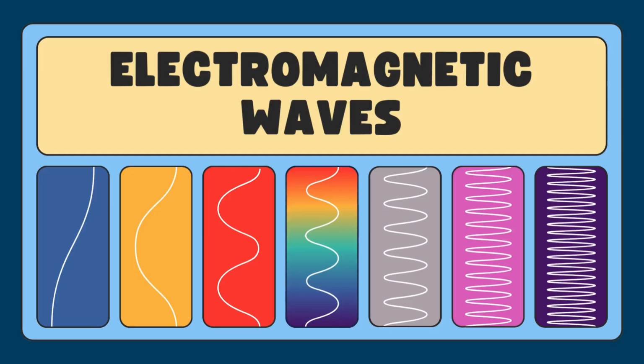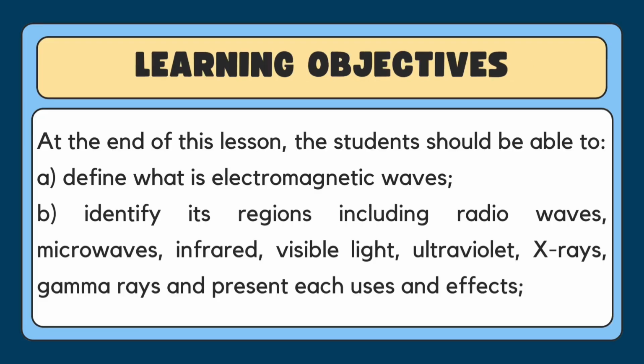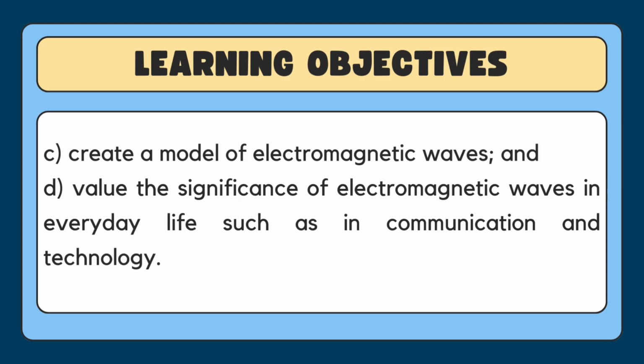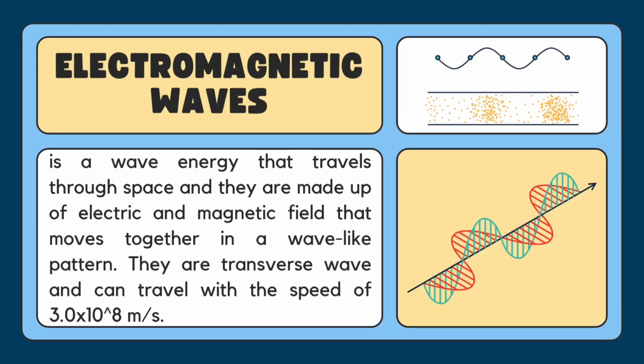But before that, let us begin first with our learning objectives. At the end of this lesson, the students should be able to: A. Define what is electromagnetic waves. B. Identify its regions including radio waves, microwaves, infrared, visible light, ultraviolet, X-rays, gamma rays, and present each uses and effects. C. Create a model of electromagnetic waves. And D. Value the significance of electromagnetic waves in everyday life such as in communication and technology.